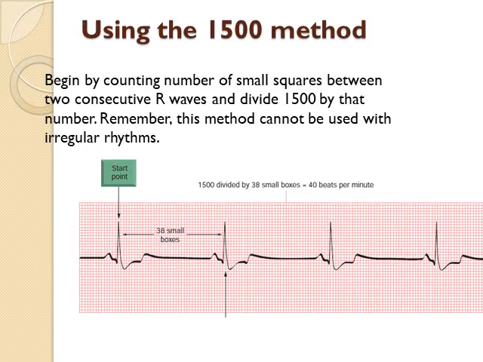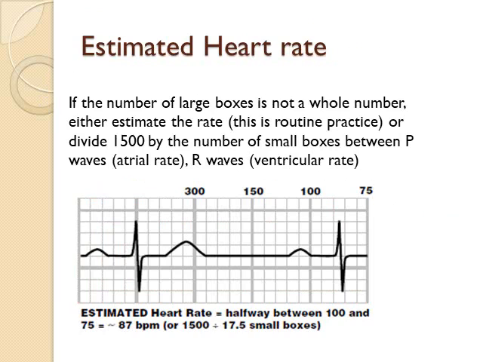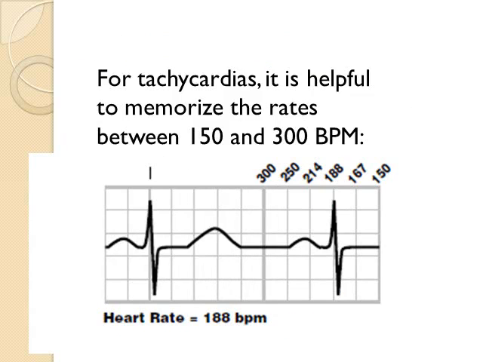Another method is the 1500 method. Begin by counting the number of small squares between two consecutive R waves and divide 1500 by that number. But this method cannot be used with irregular rhythms. What is estimated heart rate? If the number of large boxes is not a whole number, you can either estimate the heart rate or divide 1500 by the number of small boxes between P waves or R waves to get an accurate heart rate. For tachycardias, it's helpful to memorize the rates between 150 and 300 beats per minute.